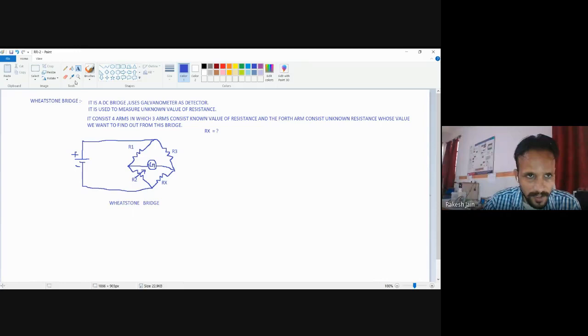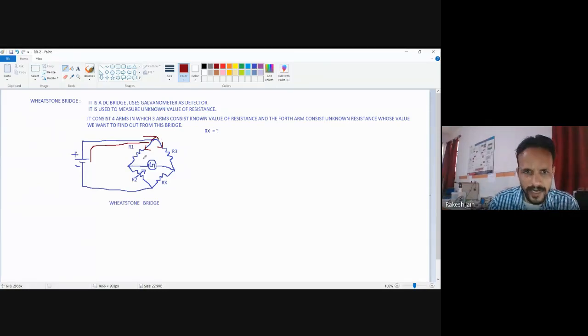First of all, remember that current flows from the minus to plus terminal of a battery. Okay, I changed the color so you will easily understand. Let the current enter from here. It will reach up to here and then divide into two parts, one on this side, one on this side.